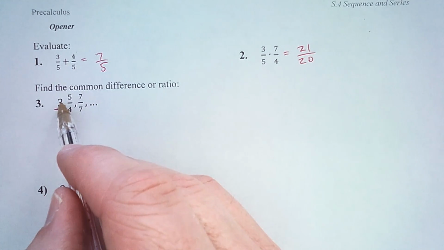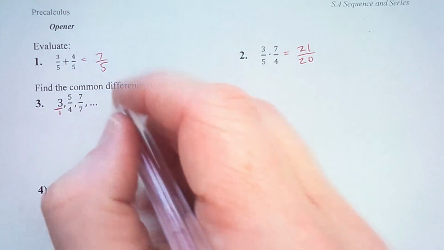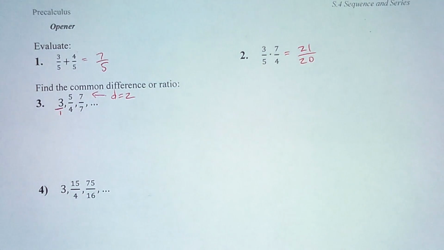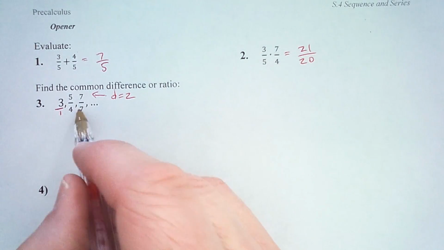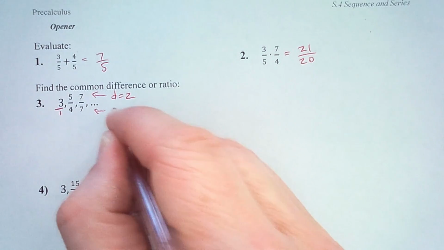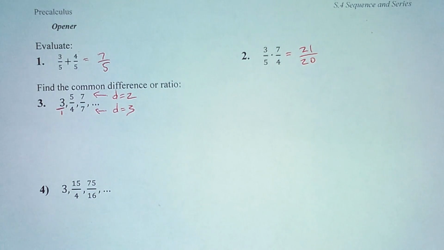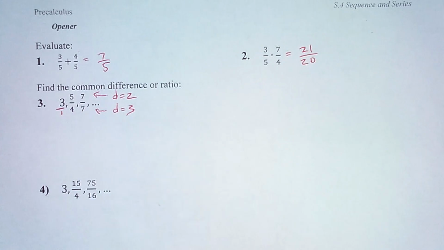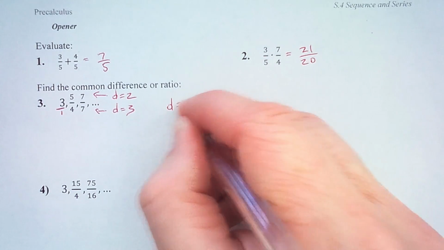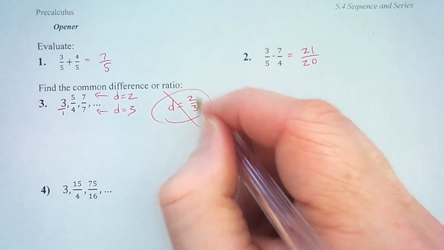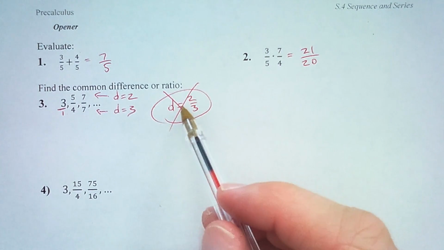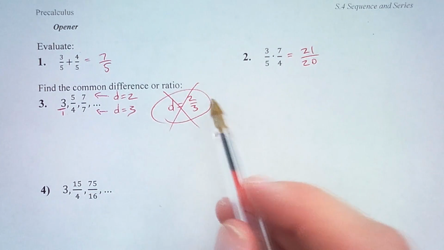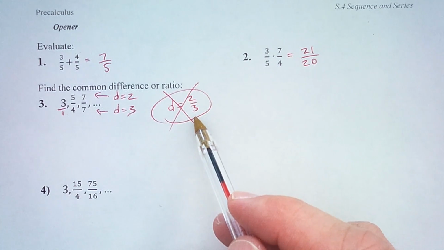In the numerators, 3, 5, 7, that's going up by 2. So I actually have a common difference of 2 in the numerator. In the denominator, 1, 4, 7, that's going up by 3. So I have a common difference of 3. Okay, so I've got two separate common differences. In the numerator, a difference of 2. In the denominator, a difference of 3. I cannot say I've got a common difference of 2/3, because when we add fractions, it doesn't quite work like that. Adding a certain number to the top and bottom is not the same as adding that fraction.